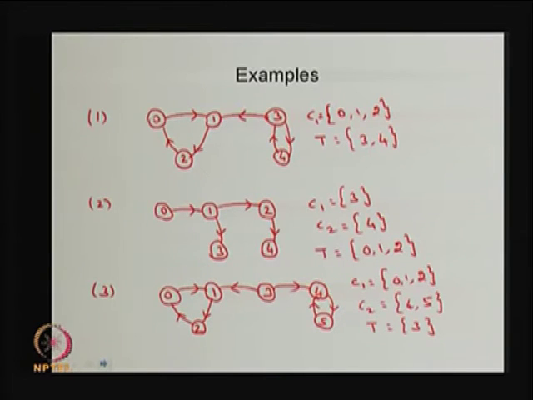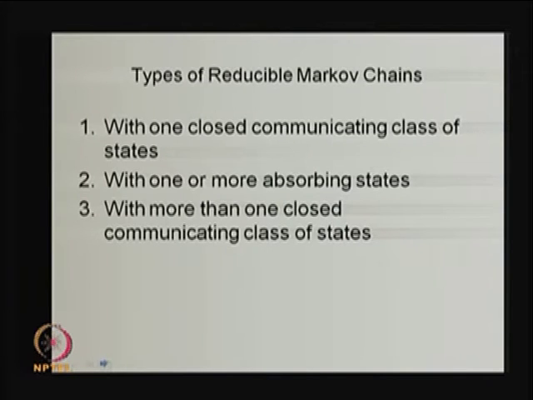So, based on these three examples, there are some more examples I can create with infinite states, but here I have not made them. But based on these three examples, you can have some idea how one can have various types of reducible Markov chain. I am listing them here.